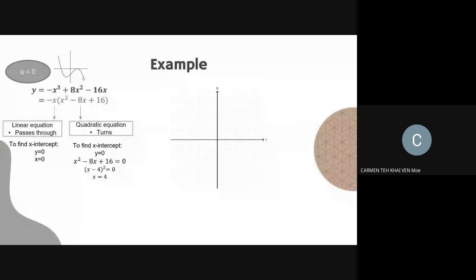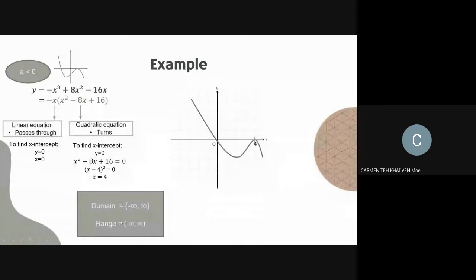And then we'll just plot the x-intercepts and draw the graph like this. As we all know, the graph we draw is just part of the graph. The two ends of the graph will continue to extend. So the domain and the range of this graph is all real numbers. The domain is written as negative infinity to infinity, and the range is also the same.